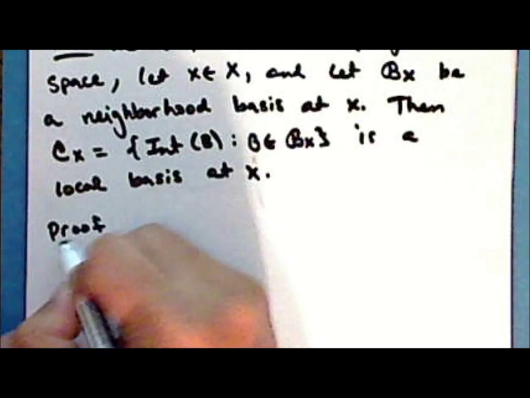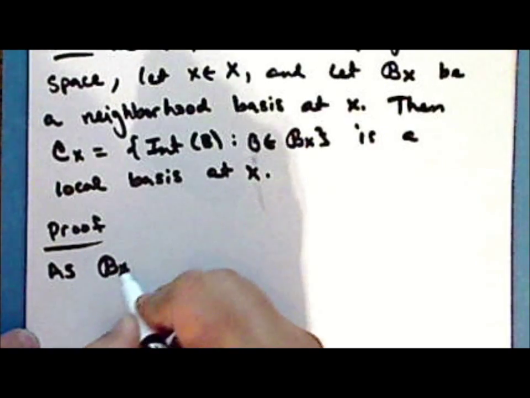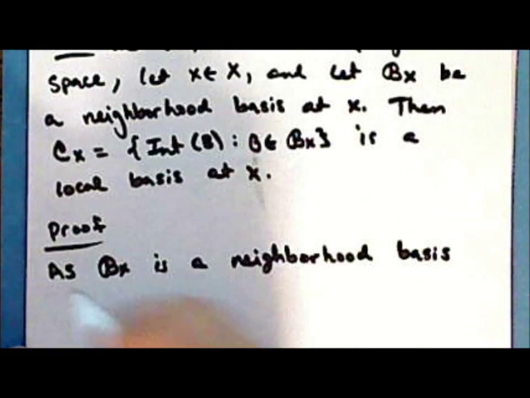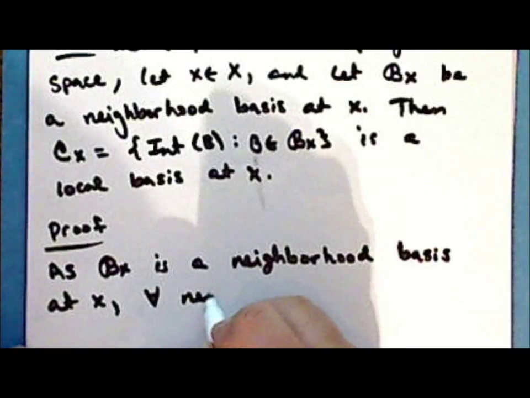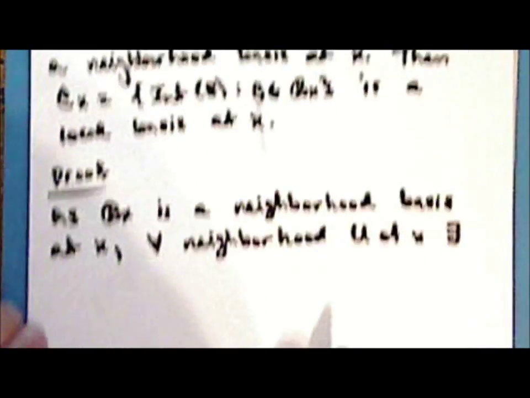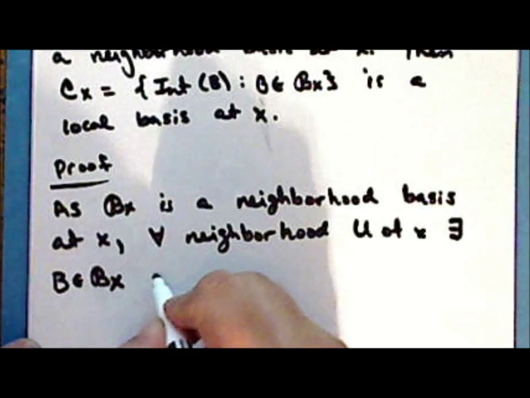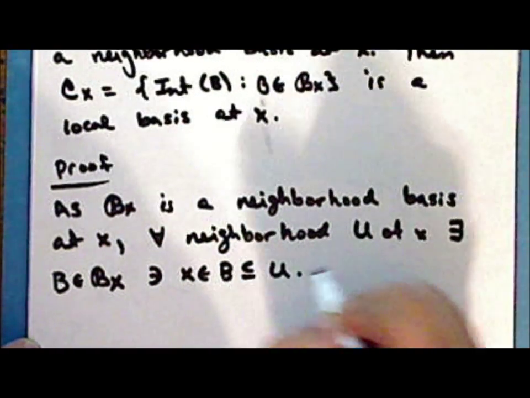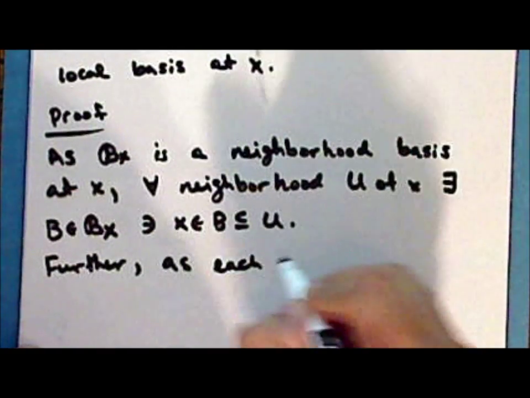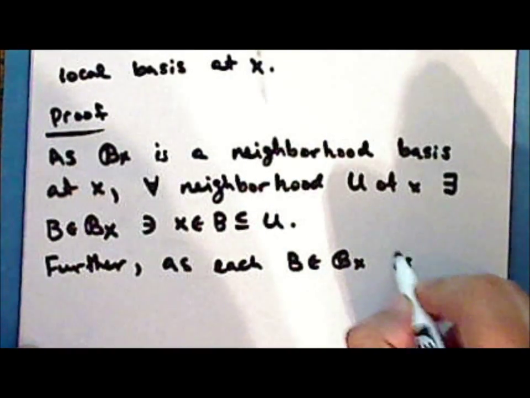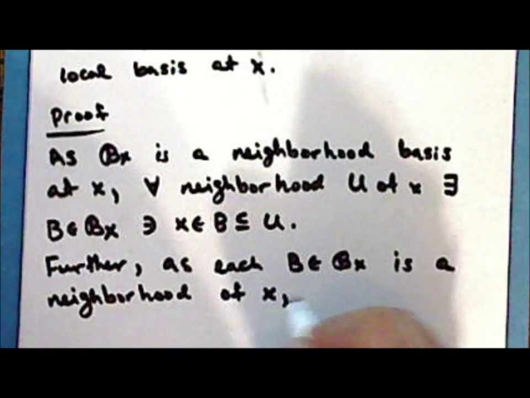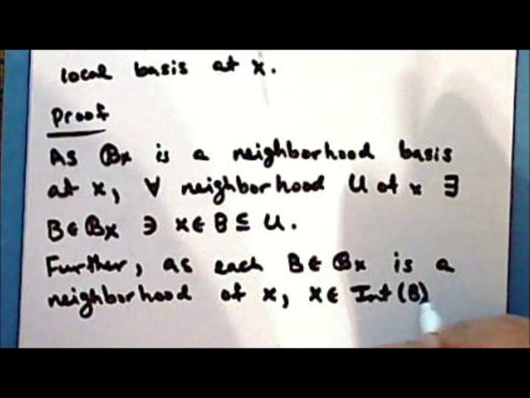So proof: as script B sub x is a neighborhood basis at the point x, we have that for every neighborhood U of x, there exists a set B in the neighborhood basis that contains the point and is a subset of the set U. Further, as each set in the neighborhood basis is itself a neighborhood of the point x, x is in the interior of the set B, which is a subset of the set B.